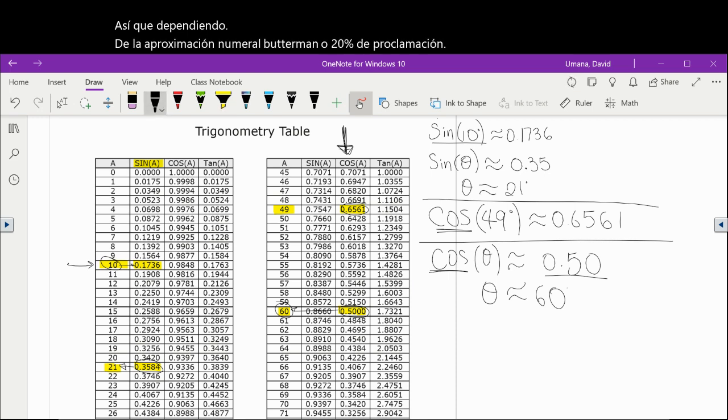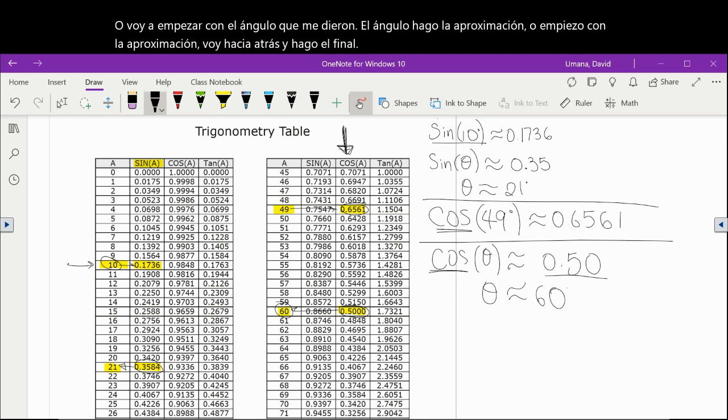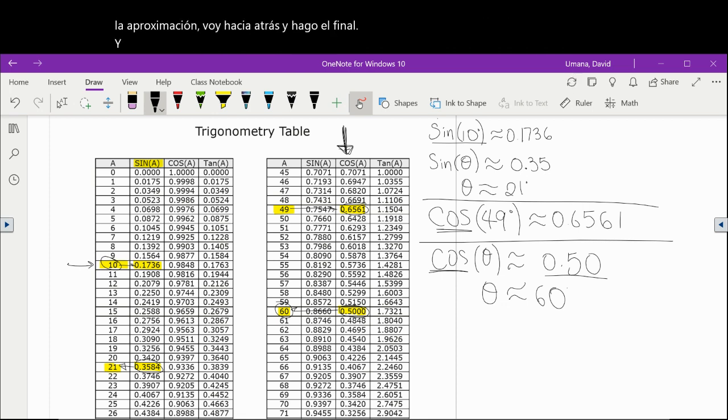So depending on what they give me, I'm either going to start with the angle, they gave me the angle, I do the approximation, or I start with the approximation, go backwards, and do the angle. Okay? And it always works out. Okay? Last one, just to kind of have them all.